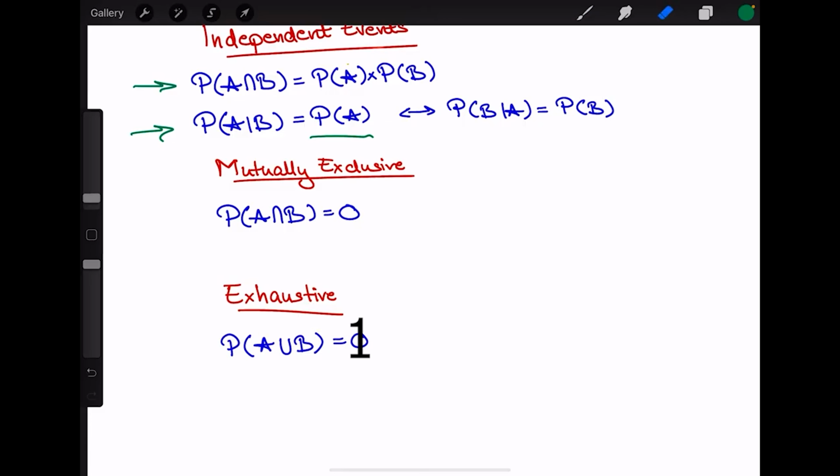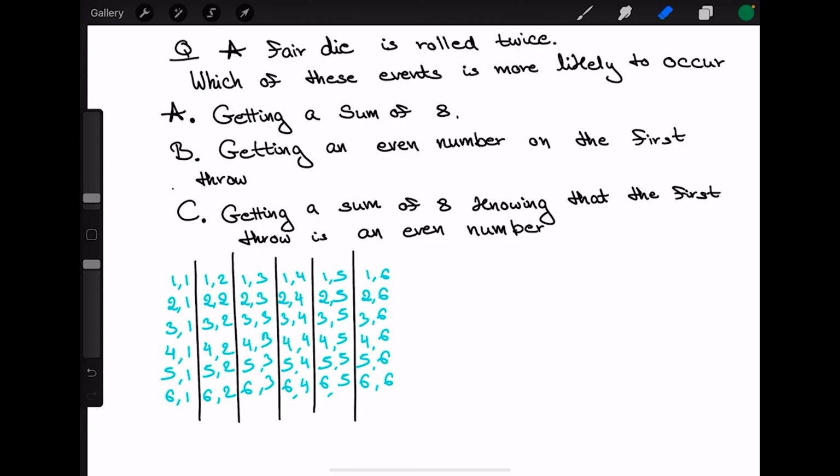Now let's look at a few questions. A fair die is rolled twice. Which of these events is more likely to occur? Getting a sum of 8, getting an even number on the first throw, or getting a sum of 8 knowing that the first throw is an even number?